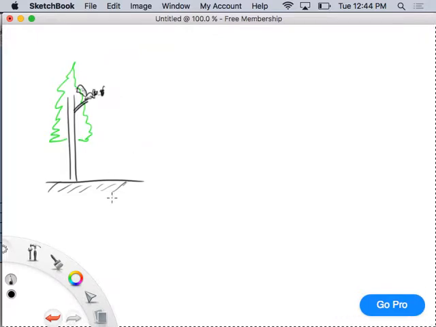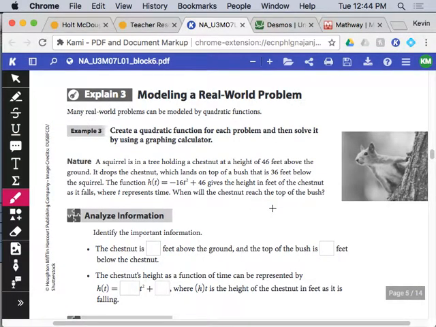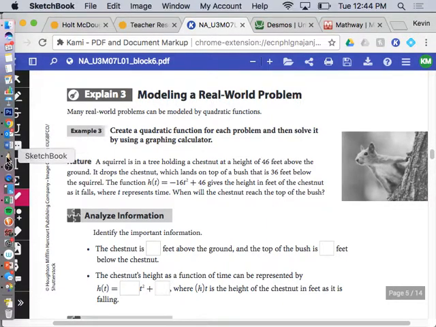There's his chestnut, and he's holding it 46 feet above the ground. Okay, that's the situation. You guys with it? Yeah? Okay. It drops the chestnut, which lands on top of a bush that is 36 feet below the squirrel.